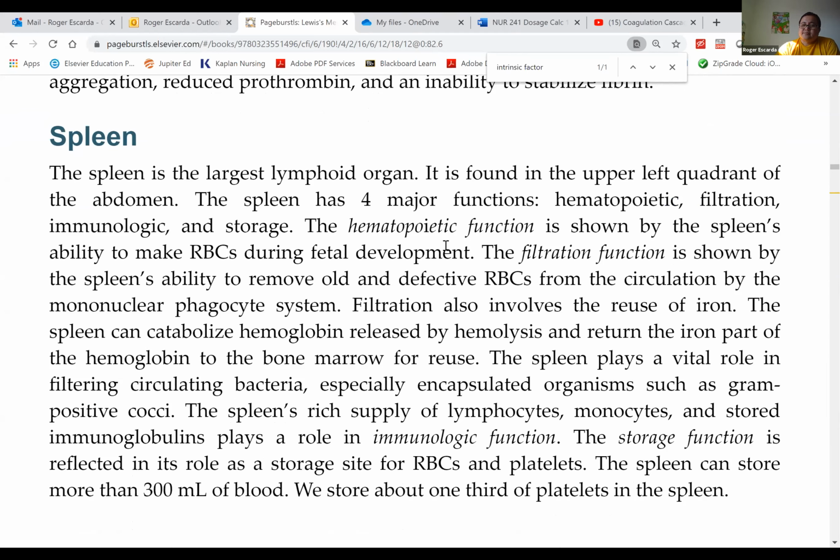So black tarry stools indicate upper GI bleeding. If it's more red coming out, either bright or dark red, that is indicating a lower GI bleed, because they had no time to decompose or they had less exposure to acid. Is that clear? Yeah. All right.